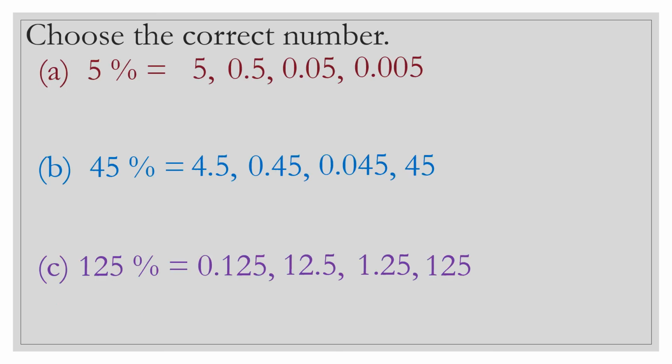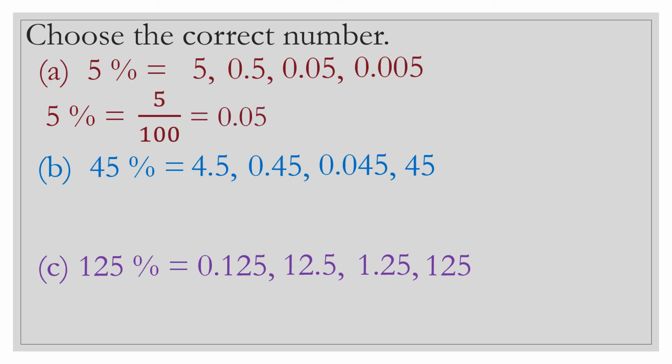The next question is choose the correct number. Question number A. 5% is equal to 5, 0.5, 0.05, 0.005. We know that 5% is equal to 5 upon 100. And if we write 5 upon 100 into decimal form, the answer is 0.05.